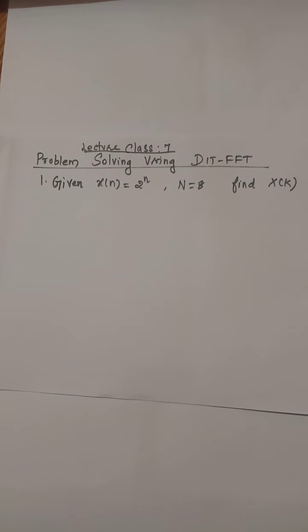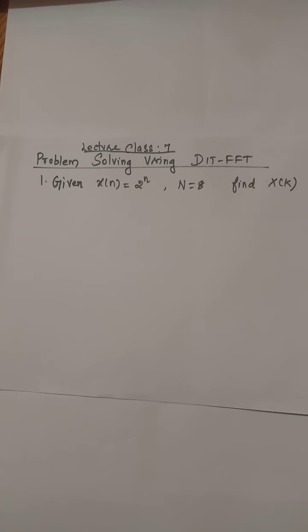So here, consider a problem: x of n is equal to 2 power n is given, and the number of points N is equal to 8. You need to find X of k. In order to find X of k, you need the sequence x of n. Here x of n is given as a mathematical relation.